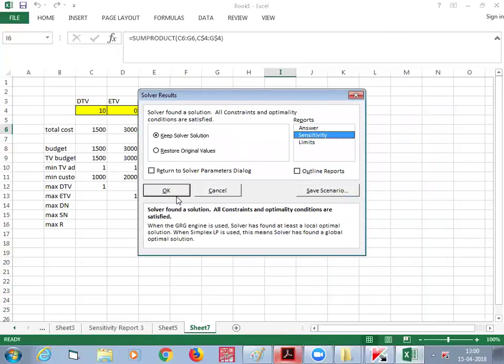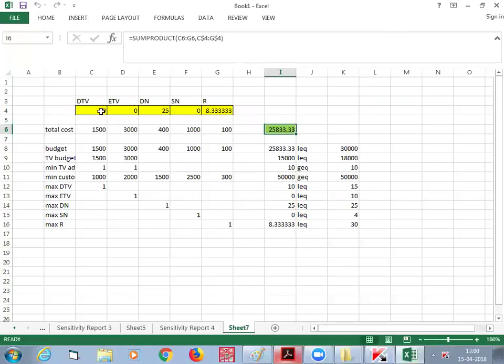All right. So what is the difference? Quite a big difference. 10 TV ads, 25 daily newspaper ads, but now we're not using Sunday newspaper and we're using 8.33 radio ads. First of all, is it nice to have 8.33 radio ads? 0.3 of an ad doesn't sound nice. So what we can do here is use something called integer programming.